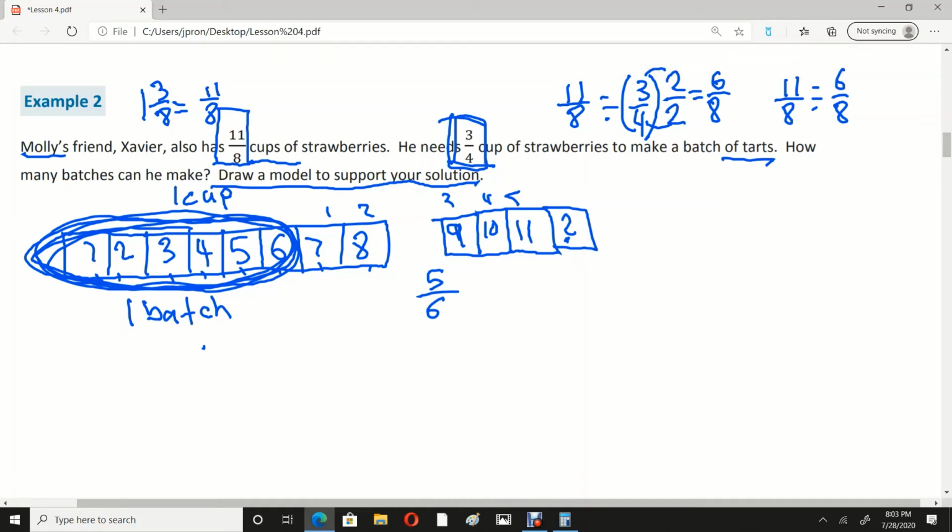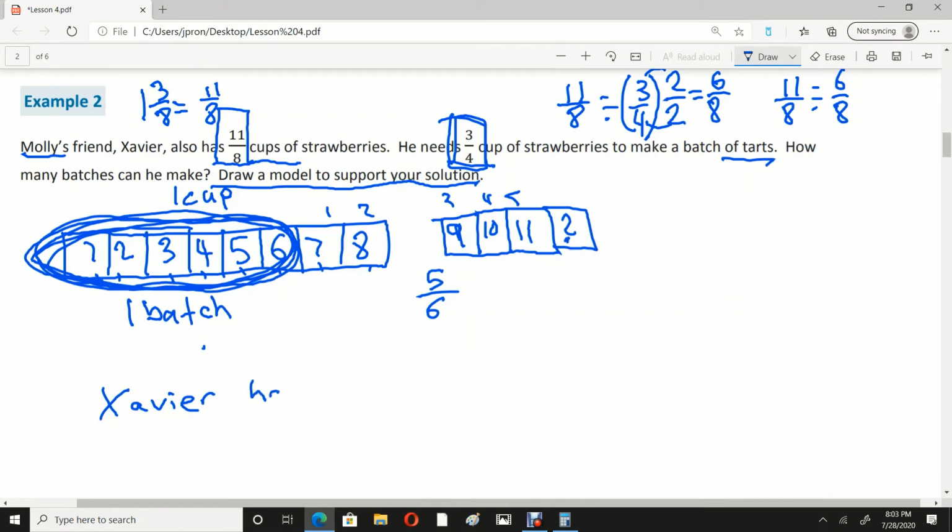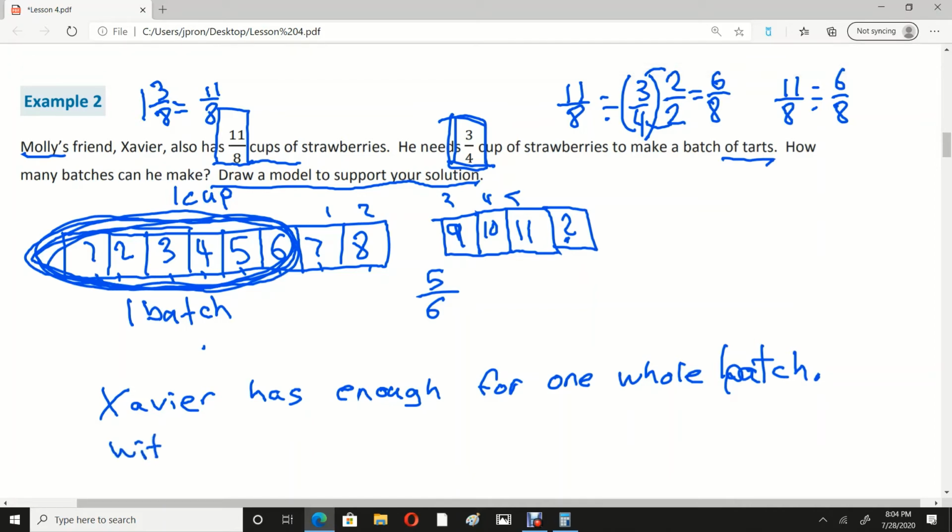So two ways you go about writing your answer here is we could say Xavier has enough for one whole batch, and we're going to assume again that Xavier can't make partial batches of tarts. So we have enough for one whole batch with 5/8 cups remaining.